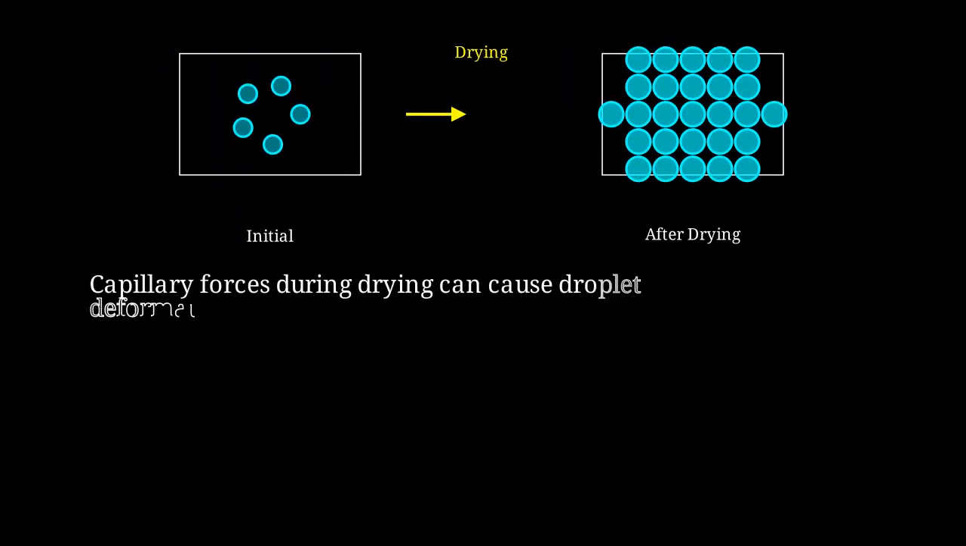During drying, capillary forces at menisci can become significant, potentially deforming soft droplets. This introduces an additional level of structural control but also complexity. The capillary pressure, P-cap, equals 2 gamma over R, where gamma is the interfacial tension and R is the radius of curvature. For small droplets, these pressures can reach several kilopascals, sufficient to deform soft interfaces.